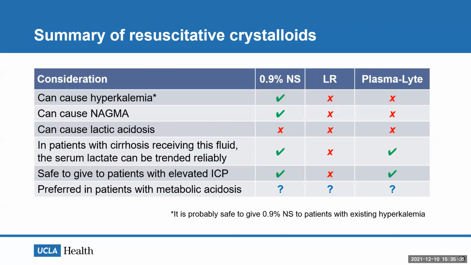This is a more important summary slide. So the only one that can cause hyperkalemia is normal saline. The only one that can cause an anion gap acidosis is normal saline. None of them cause a lactic acidosis. Do not use LR if you want to trend a serum lactate in a patient with cirrhosis. Do not use LR if a patient has elevated ICP. And we have no idea what is preferred in patients with metabolic acidosis. I will say this hyperkalemia thing requires you to give a lot of normal saline, so it's still probably safe to give. A lot of people still do it.